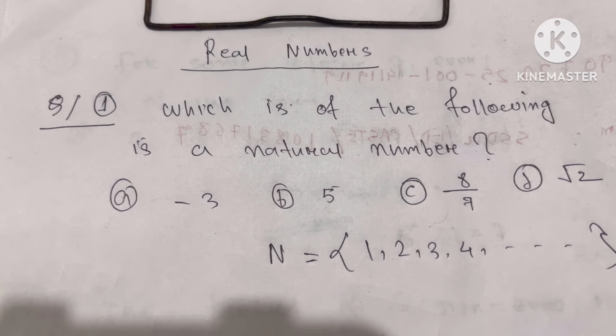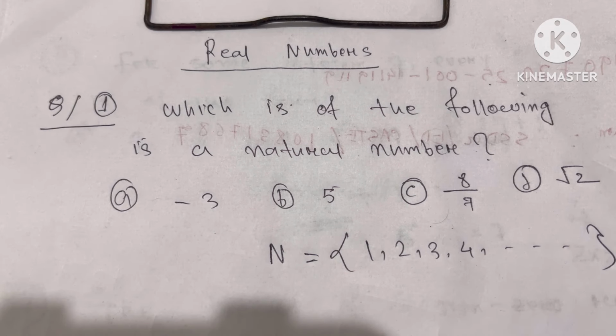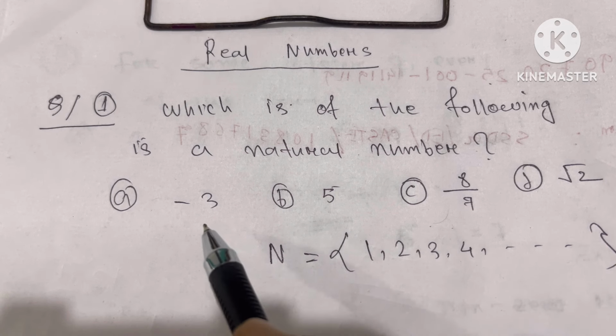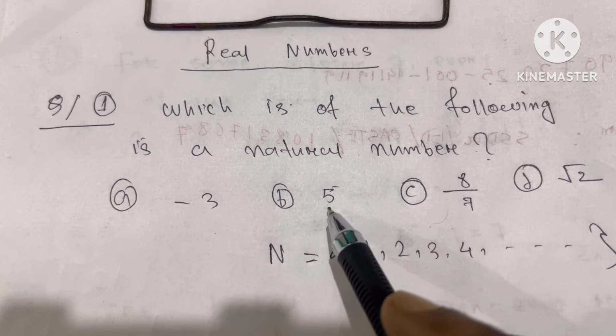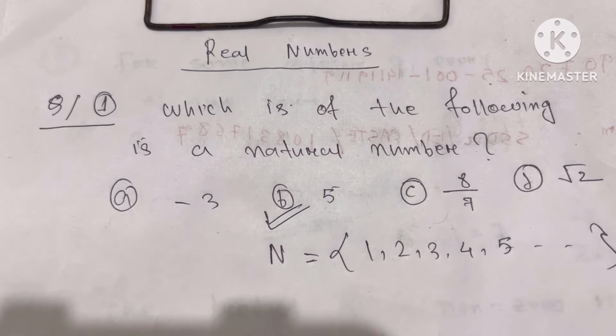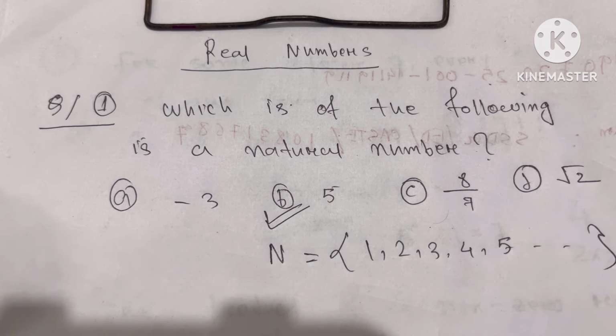You can say all positive counting numbers are also natural numbers, right? Or you can say positive integers are also called natural numbers. So natural number is starting from 1, so -3 is not a natural number. So 5 is a natural number. Okay, very simple.